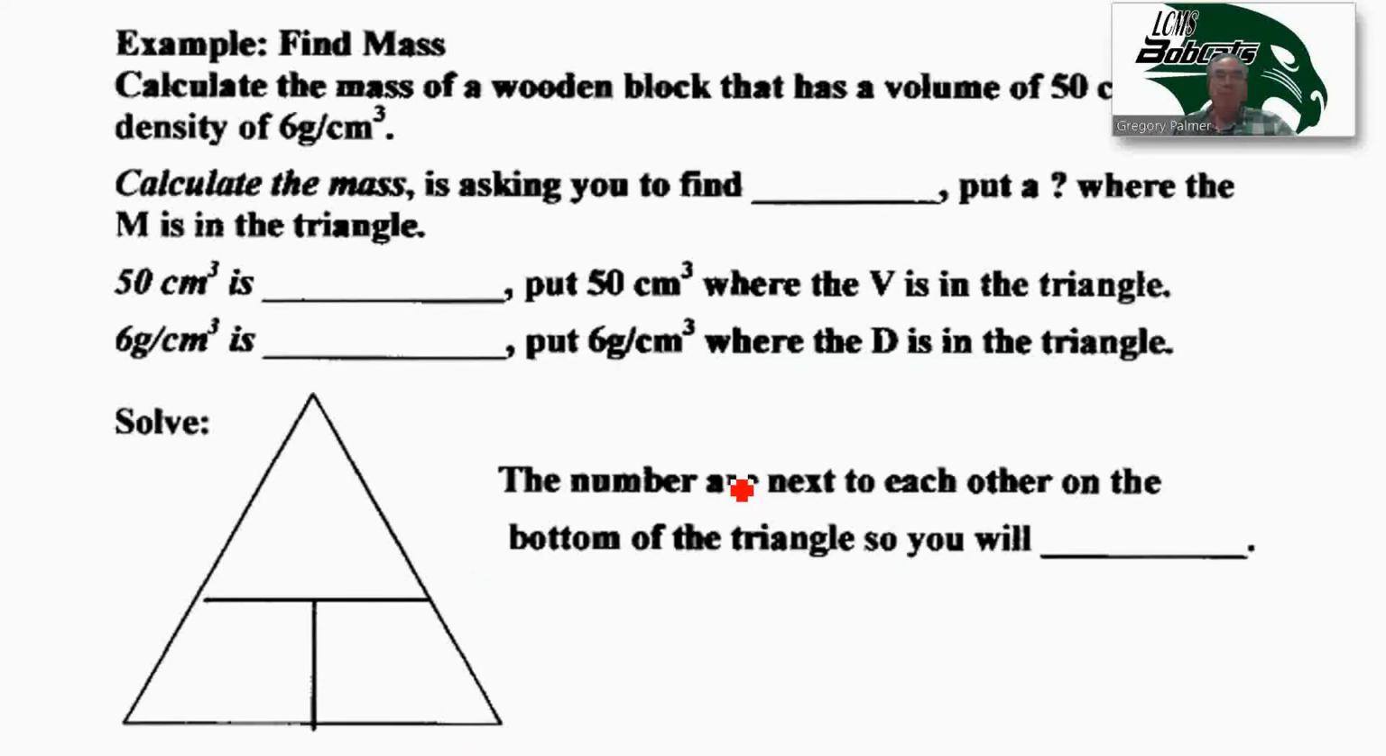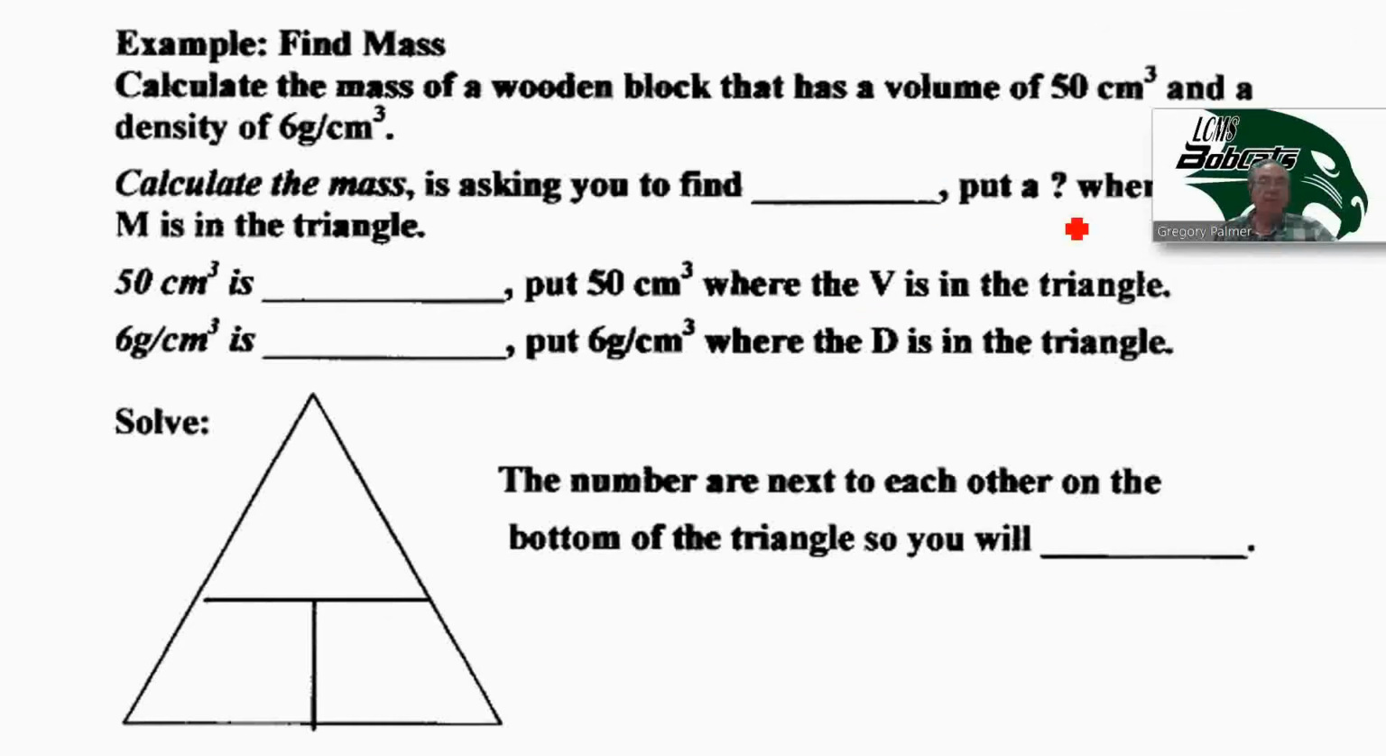Okay. Calculate the mass of a wooden block. It has a volume of 50 centimeters cubed and a density of 6. Okay. When it says calculate the mass, that's what they want you to do. That's the problem. Okay. So it's asking you to find mass, so we're going to put a question mark where we see the mass is in the triangle.